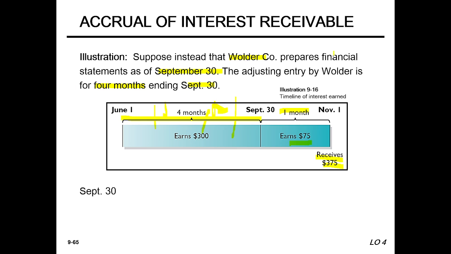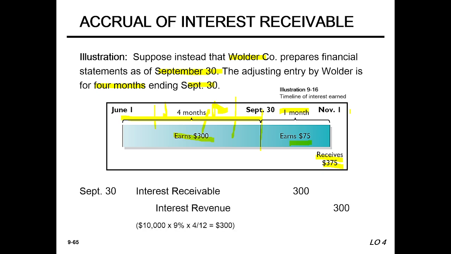So here the question is simple. Prepare financial statement September 30. So up to September 30, the earned interest is $300. I think everybody is clear. So interest receivable debit and interest revenue credit. So this is the calculation. I think everybody is clear here.